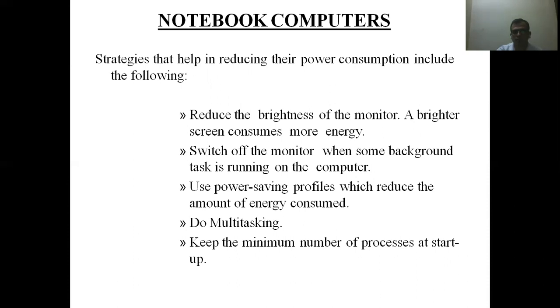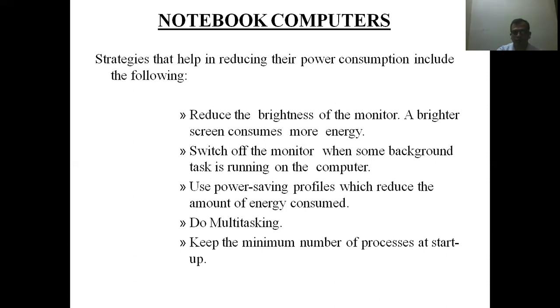First one, reduce the brightness of the monitor. A brighter screen consumes more energy. So reduce the monitor brightness and adjust to a good level. Otherwise, the power consumption increases. Switch off the monitor when some background task is running on the computer. Switch off the monitor when the computer is not in use.